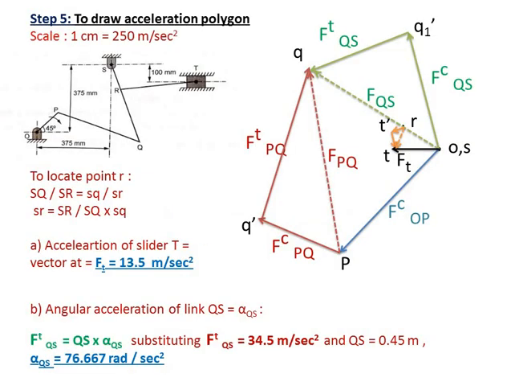So in this way, you can calculate the acceleration of the slider and the angular acceleration of the link by locating the various acceleration components on the acceleration polygon. The thing to remember is to measure the distances of the vectors. Don't forget to multiply these by the scale to get the actual values of the acceleration vectors.